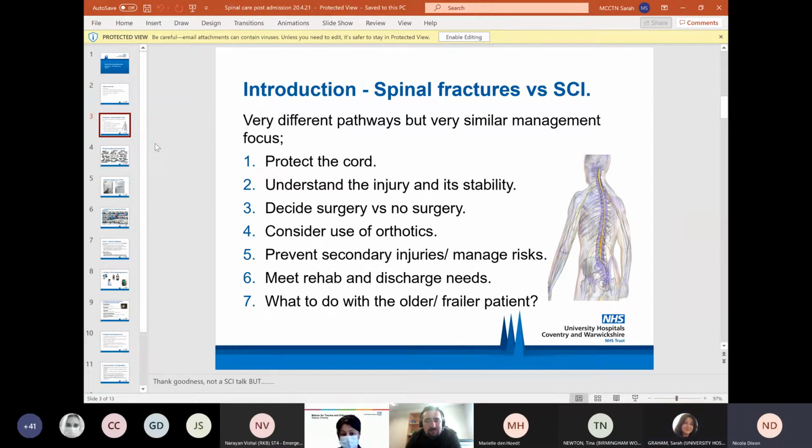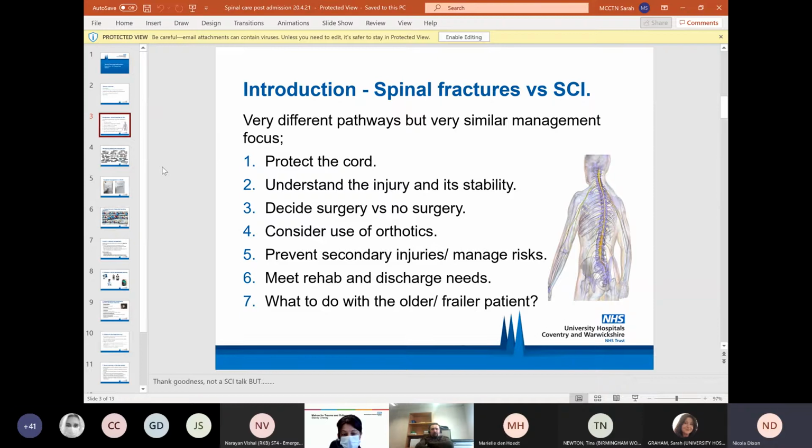So to start with, I thought, goodness, this is half an hour to do spinal fractures and spinal cord. But then when I actually started thinking about it, while the kind of drama around them is different, the way we manage them and the way we think about managing them is fundamentally the same from an inpatient setting.